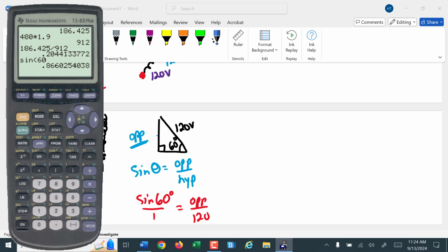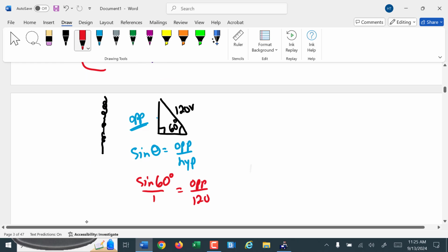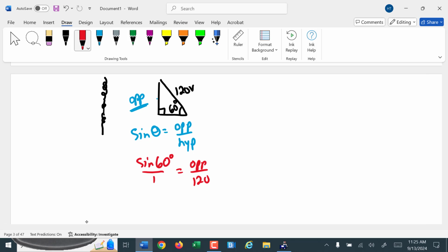Now here's something you should check on your calculators. Punch in sine of 60. Make sure it gives you 0.866. If it does not, your calculator is probably set in radians rather than degrees. 0.866 is what you got. Okay, then times 120 and divided by 1, we get 103.9. Basically 104 is what we get.